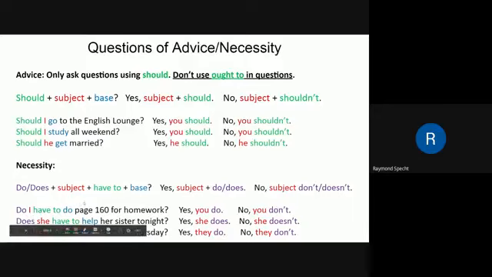Do I have to do page 160 for homework? Yes, you do. No, you don't. Does she have to help her sister tonight? Yes, she does. No, she doesn't. Do they have to take a test on Thursday? Yes, they do. No, they don't. Good. So the key here is when you're using do or does, you need to go back and look at your subject rules and see which goes with which subject.